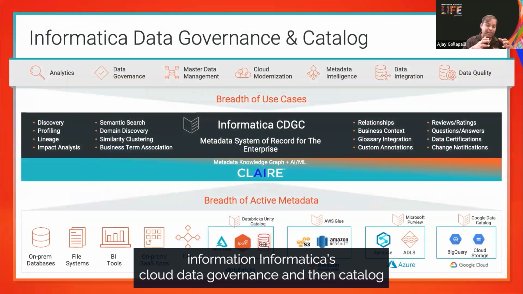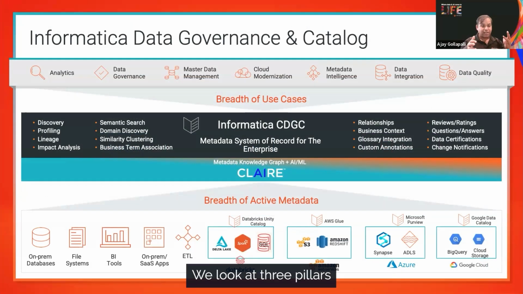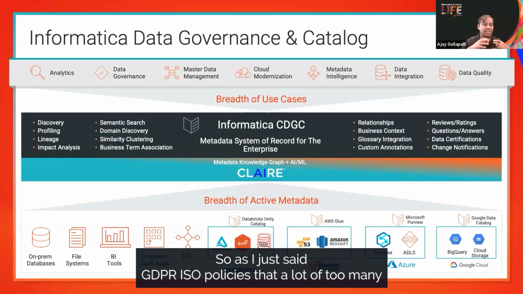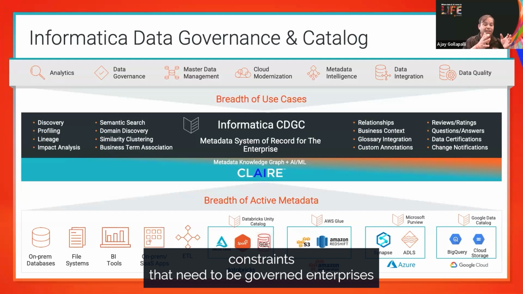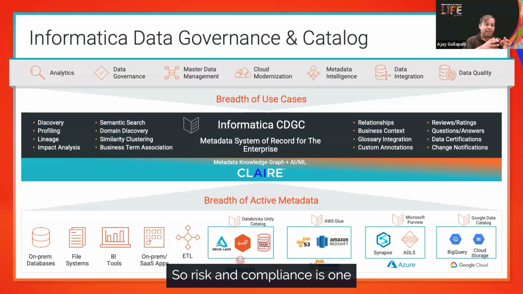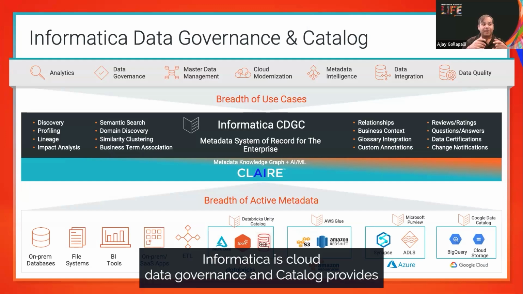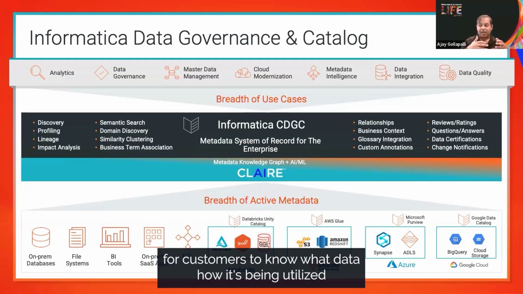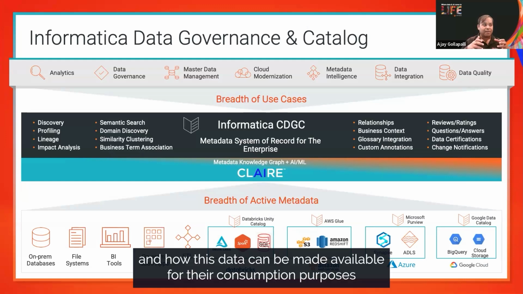And with Informatica's Cloud Data Governance and Catalog, we look at three pillars. One is risk and compliance. Every catalog in the world talks about risk and compliance because it's mandatory, it's necessary. GDPR, ISO policies, there are too many constraints that need to be governed by enterprises so that the enterprise data is safe, secure, and available for customers. So risk and compliance is one. Next is data quality. Informatica's Cloud Data Governance and Catalog provides data quality dashboards and scorecards for customers to know what data they have, how it's being utilized, and how this data can be made available for their consumption purposes.